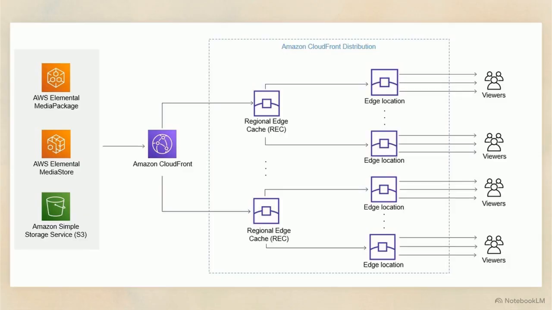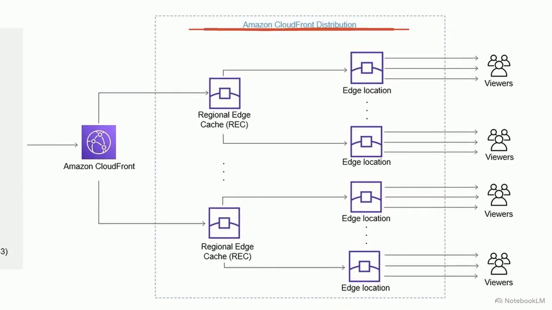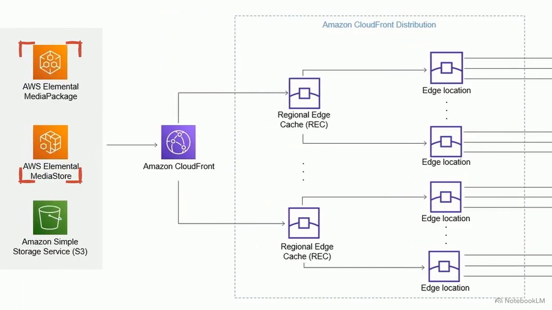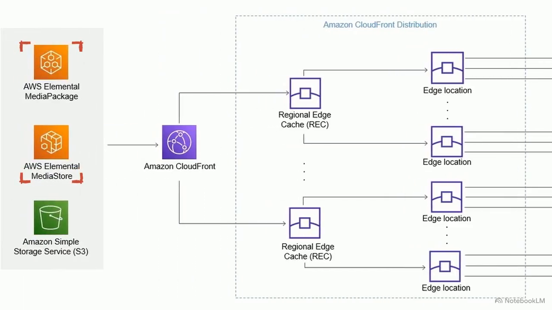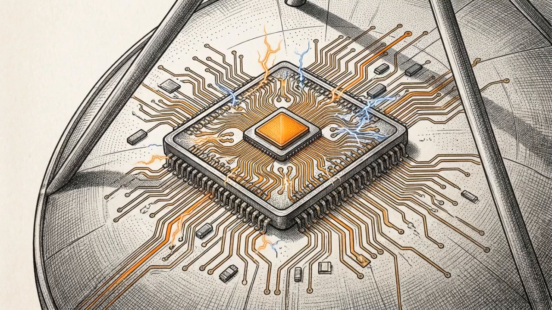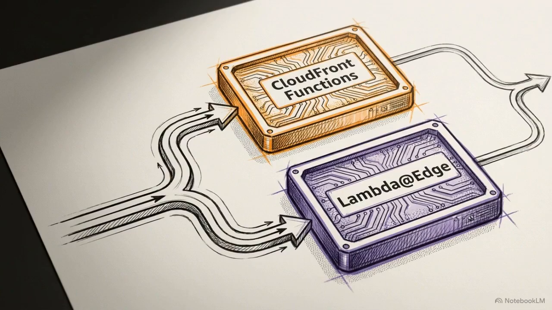This diagram illustrates how all these components synthesize into a production-grade streaming pipeline. We layer the authorization logic over the CloudFront distribution itself, securing the content flow as it moves out from the AWS Elemental Media Services and through the caching tiers. To execute this logic, we use edge compute. AWS offers two distinct environments for running custom code directly on the CDN: CloudFront Functions and Lambda at Edge.